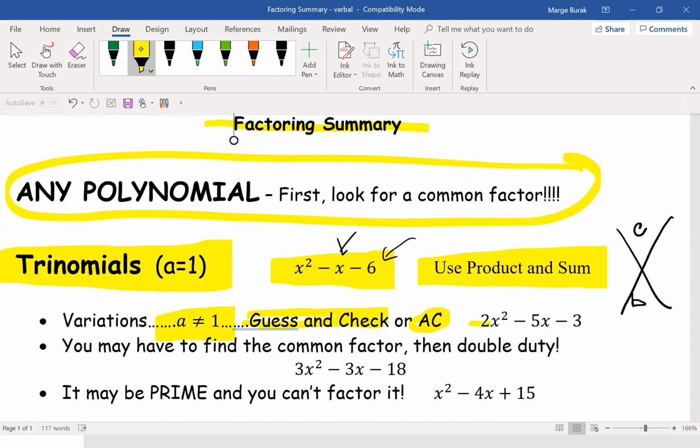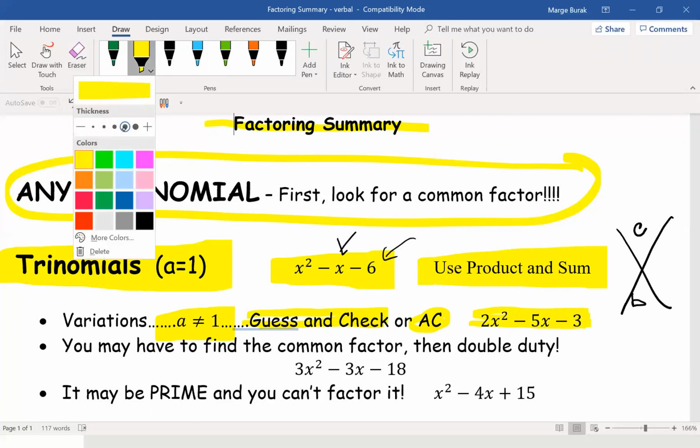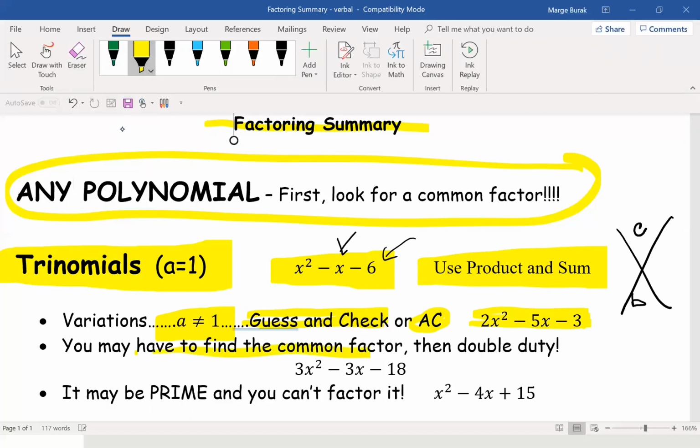Here's an example where A is not 1. Now don't forget, you may have to find the common factor first and then factor it. So like right here, sure, A is not 1, but you can take that 3 out. So just remember, try that first; that goes back up to the top one. And don't forget, sometimes we give you prime trinomials and you can't factor. For example, right here, 15: there are no two numbers that multiply to 15 and add to -4. It's just not possible, and that would be your prime.